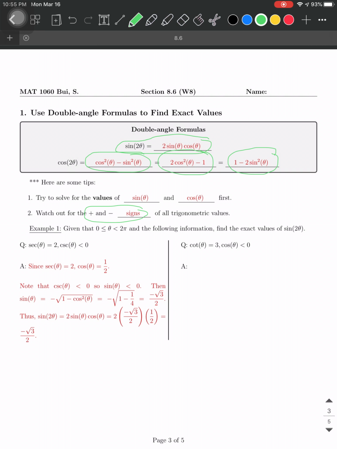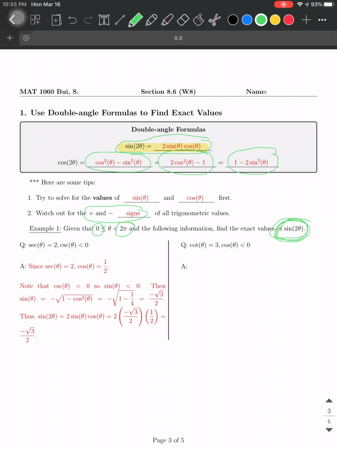So let's do the first example. Given that theta is between 0 and 360, find the value of sine of 2 theta. Okay, so now we have to find the value of sine 2 theta. And just really quick, sine of 2 theta equals 2 sine theta cosine theta. So we're going to use this formula. If we want to solve for sine of 2 theta, we have to know the value of sine theta and also the value of cosine theta. After that, we multiply them together, multiply by 2, and then we call it an answer. Okay? So let's talk about a problem.